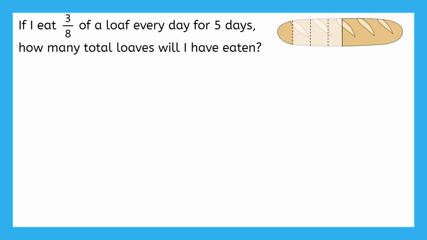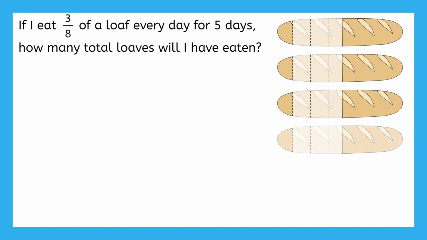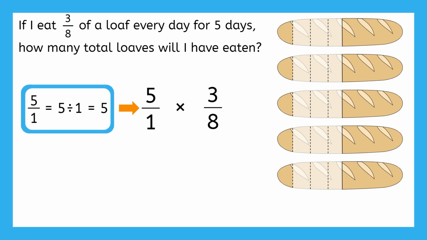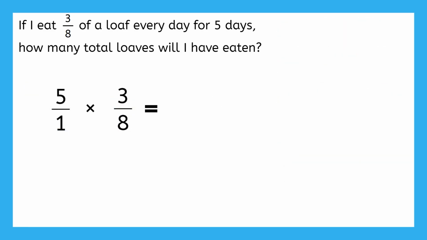Now, if I eat 3/8 of a loaf every day for 5 days, how many total loaves will I have eaten? Again, we use multiplication here. 5 times 3/8. When multiplying a fraction by a whole number, like 5, we need to write 5 in fraction form, 5 over 1. We can rewrite 5 like this because this fraction symbol actually stands for division, and any value divided by 1 equals itself. Now we can multiply. Pause here while you solve this equation.